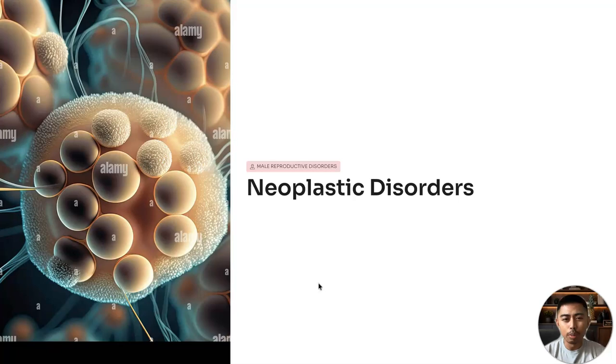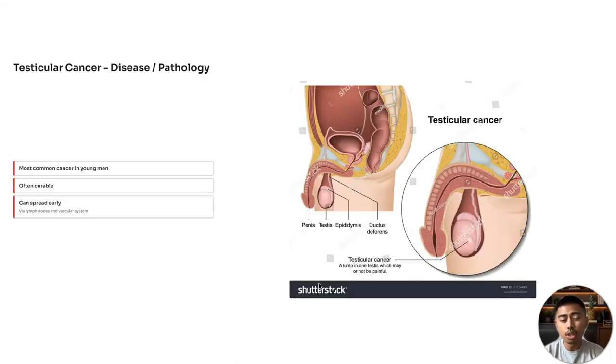Now let's get into neoplastic disorders. First up, you have testicular cancer. So this is going to be common in young men ages 15 to 35. It's often curable if we can find it early, but it can also spread early if not treated soon. The cancer can spread through the lymphatic system or the vascular system.